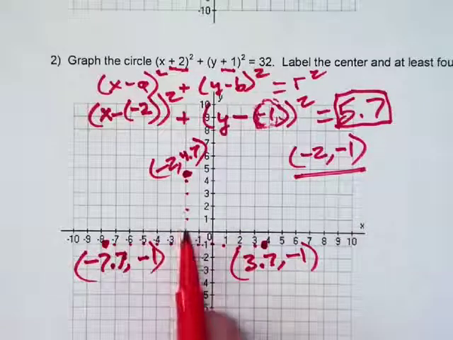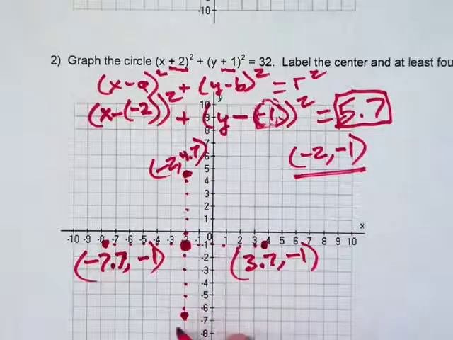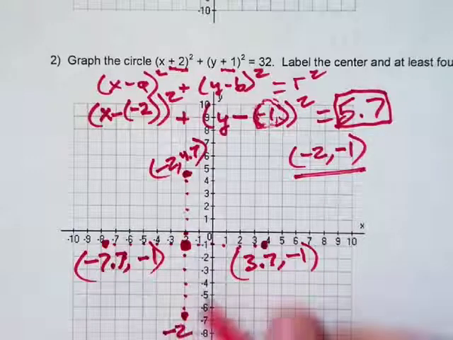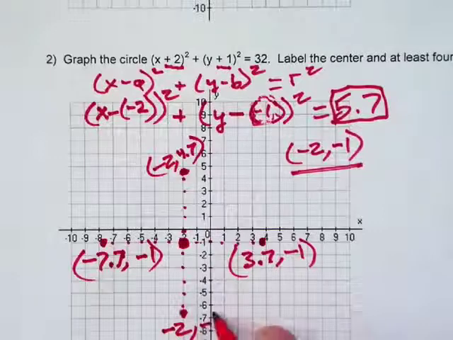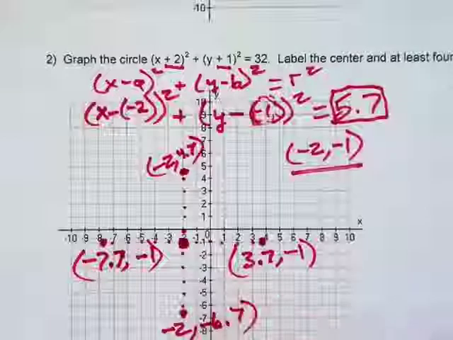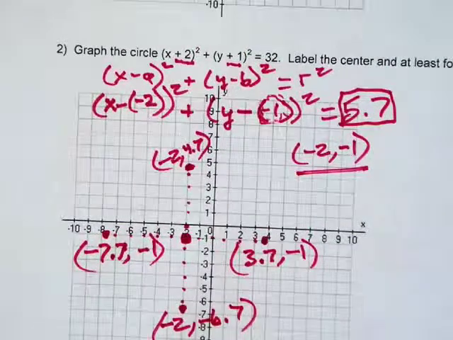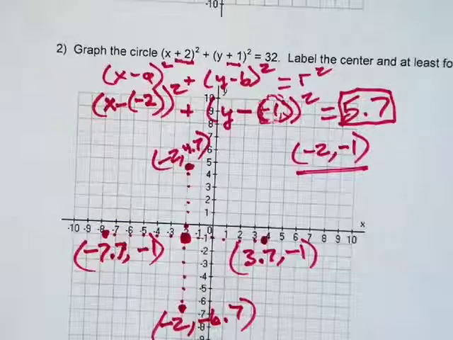And then down here, we just go down, and it's -2, because it just goes right there, comma -6.7. So we have the 4 points and we have the center, and then you can just draw the circle. So that's how this works.